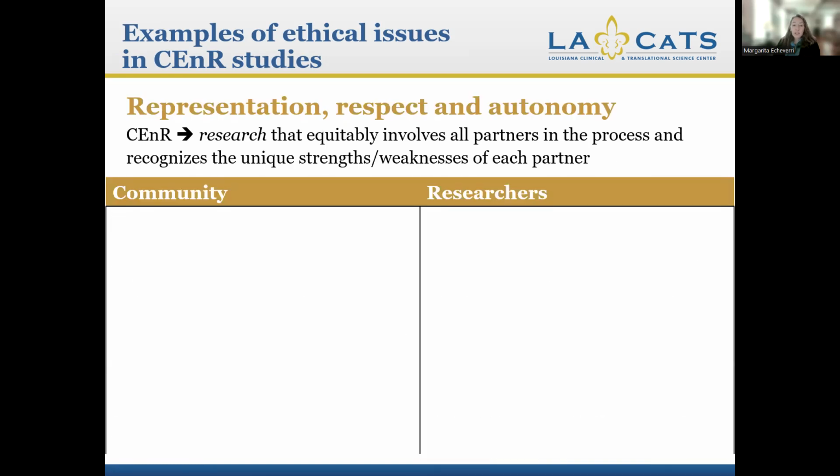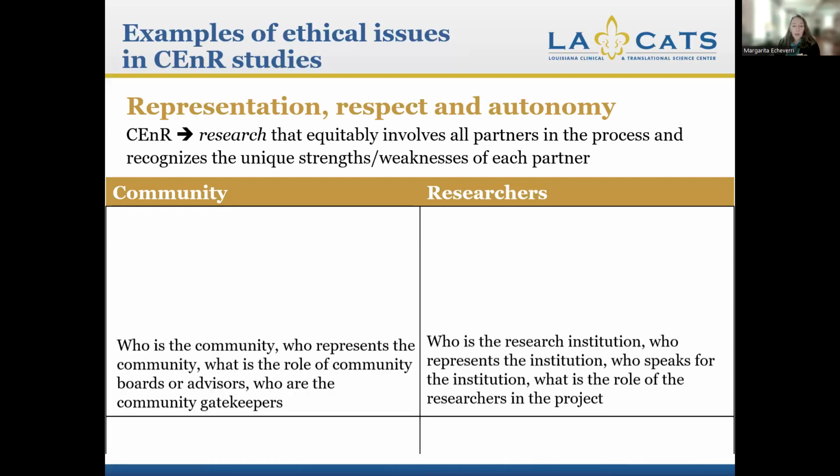In community engagement research, the collaborative approach between the community and investigators calls for equal involvement of all partners in the research process, but also recognizes the unique strengths and weaknesses that each partner brings. Here are some examples of ethical issues related to respect and autonomy.